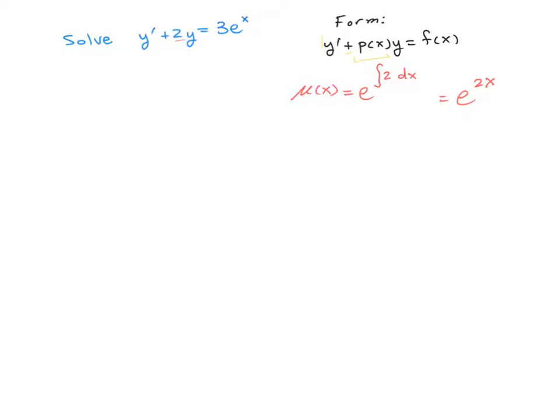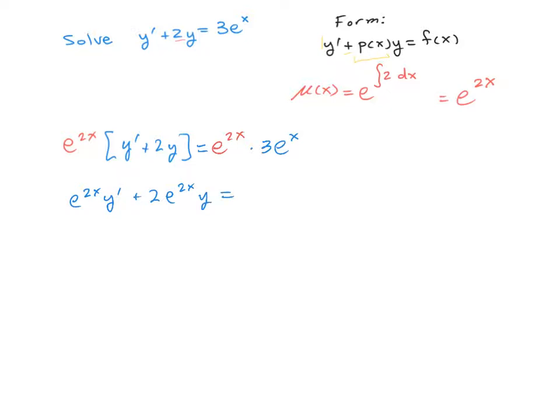You now take this integrating factor and multiply both sides of the differential equation by that integrating factor. So you're going to have your e to the 2x multiplied against your y prime plus 2y. And you're going to have that same e to the 2x multiplied with the 3 times e to the x on the right-hand side. The next step, of course, is to distribute that integrating factor. So we're going to multiply out and have an e to the 2x times y prime plus 2 e to the 2x times y. And over here, we can combine exponentials and get e to the 3x when we add them.